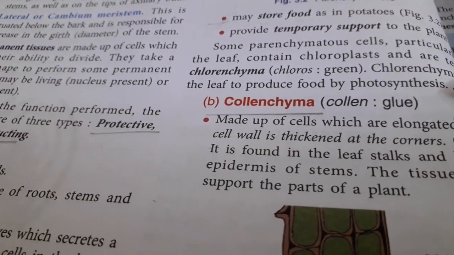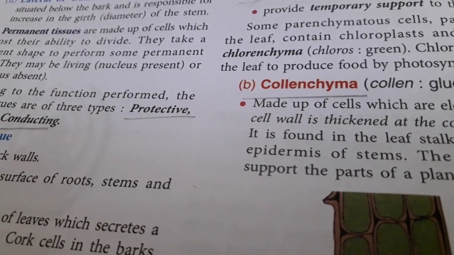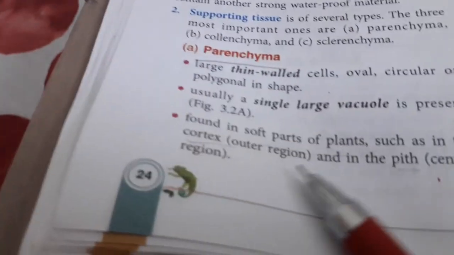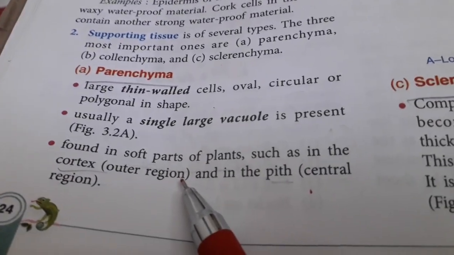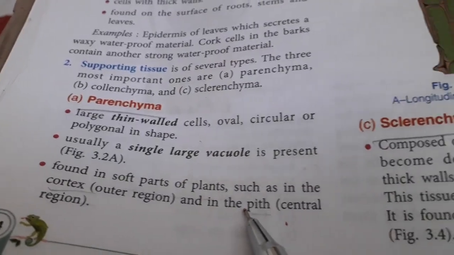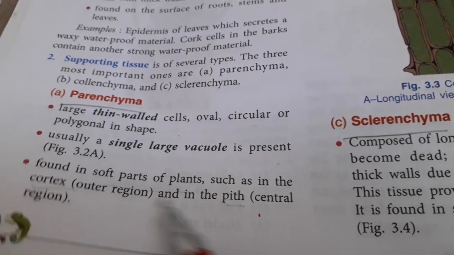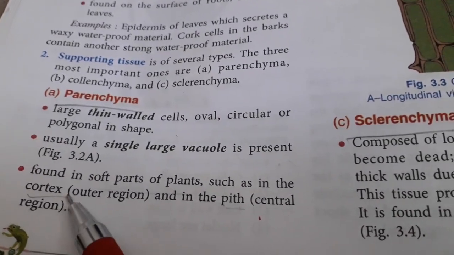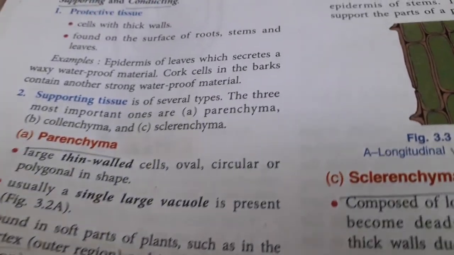The second point is where it is found. You have to study the plant parts which contain parenchyma cells. It is present in the cortex, the outer region of the plant, and also in the center region, which we call the pith. Later on you will study the detailed diagram and come across all these words. The outer region of the plant is called cortex and the inside region is called the pith.